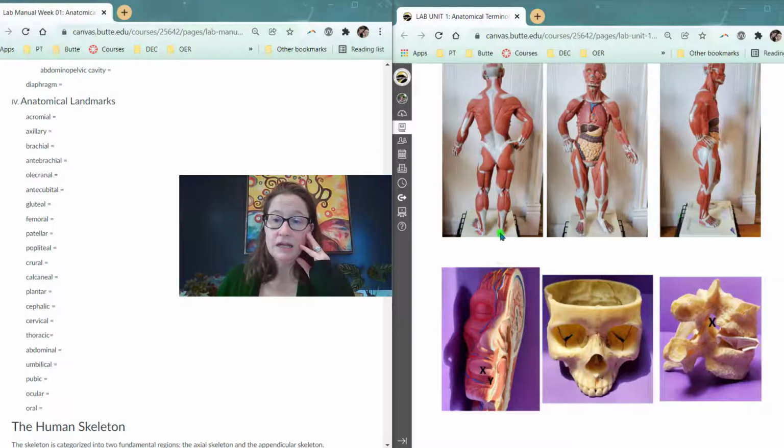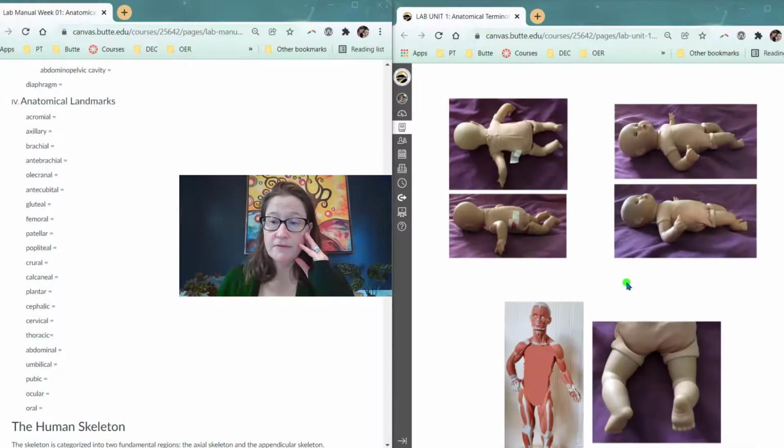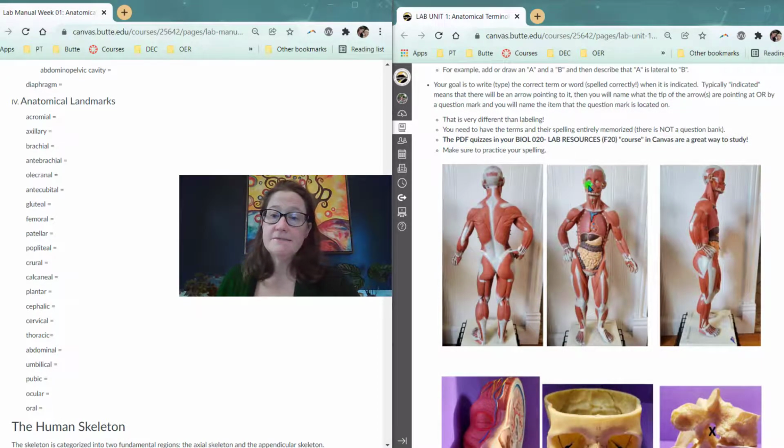Calcaneal refers to the heel. The heel bone is the calcaneus. Plantar refers to the bottom of the foot. So we've got a view here that really shows that plantar region. Cephalic refers to the head. Cervical refers to the neck. Thoracic, again, means chest, refers to the chest region. The thoracic spine articulates with the ribs of the rib cage, so those all go together. It's also called the thoracic cage.